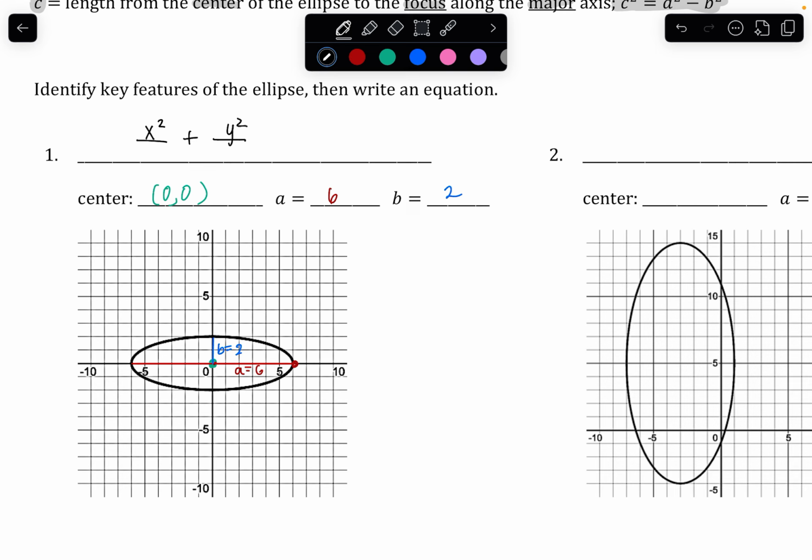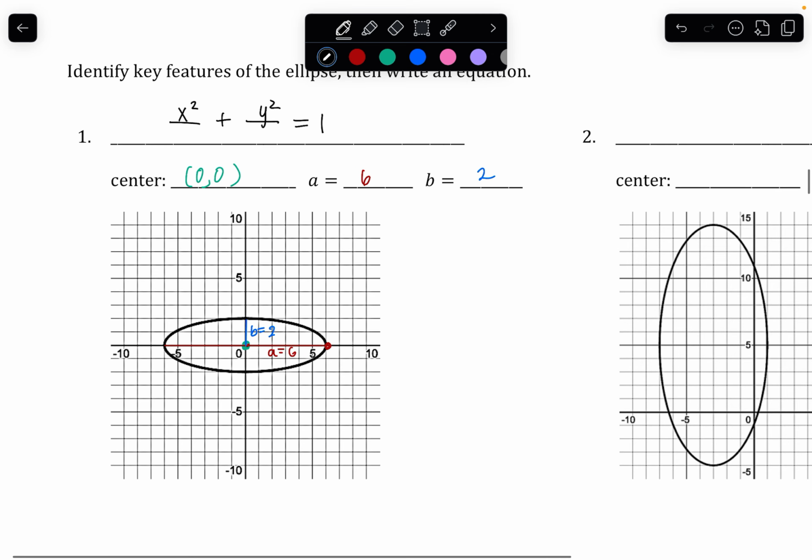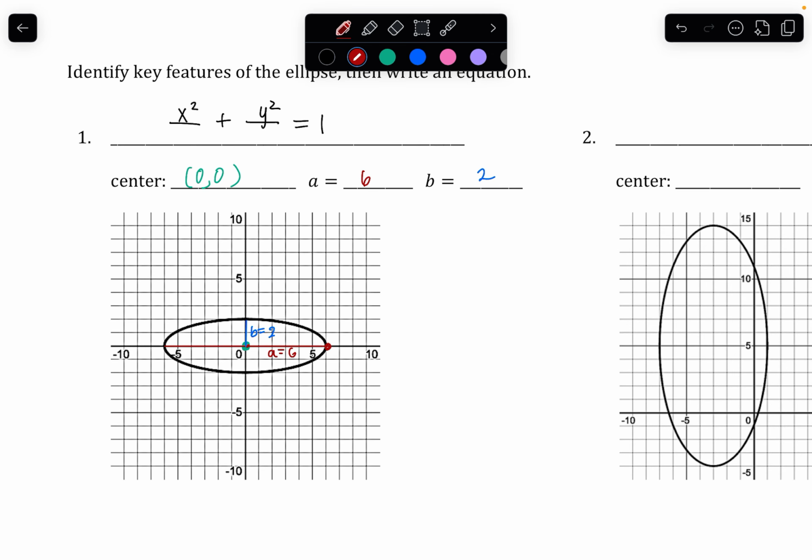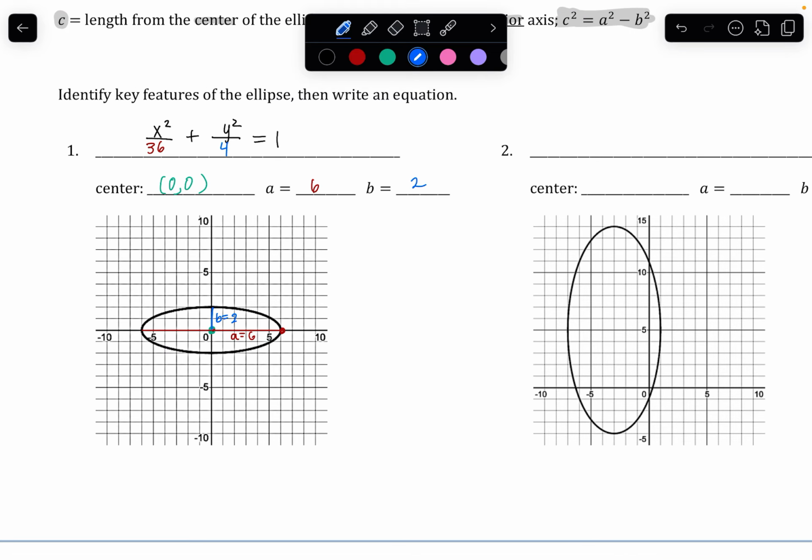So I always do fraction bar plus fraction bar equals 1 for an ellipse. And then the horizontal distance was 6, the horizontal radius. And so that means we're going to have a 36 under the x. And then my vertical distance was 2, and so I'm going to have a 4. You always square those values for your equation.